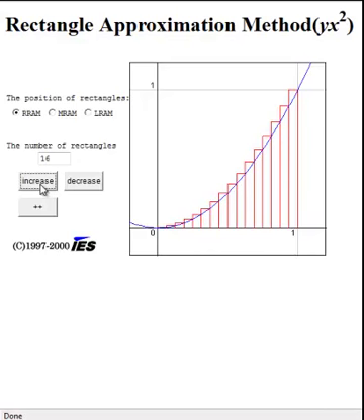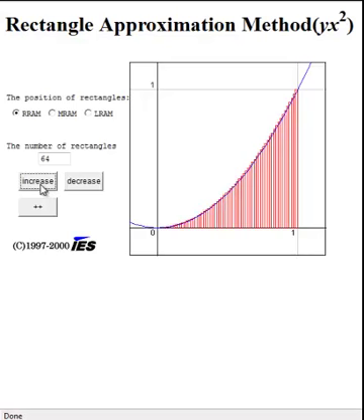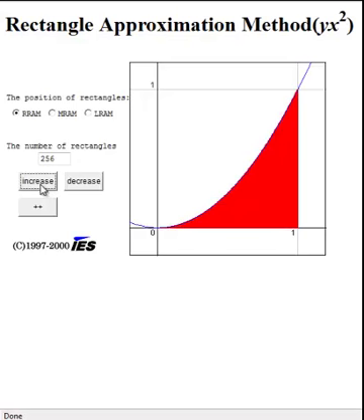Again, 16 rectangles, we are getting closer. 32 rectangles, even closer. This is actually very, very good at this point. There's 64 rectangles, so you can see that as you increase the number of rectangles, the area of the rectangles becomes a lot closer to the actual area under the curve. And now all the little lines have run together, so it's very, very close.